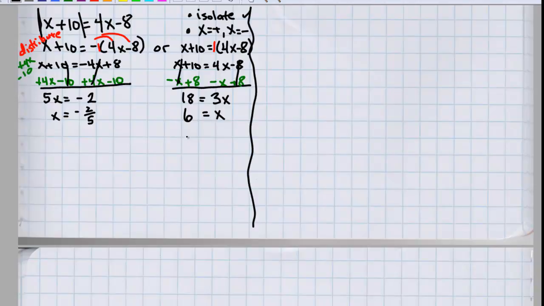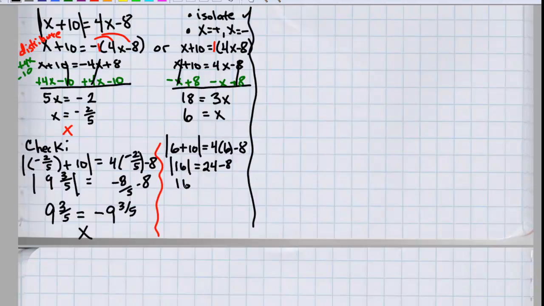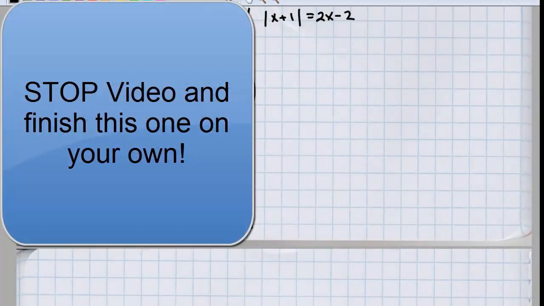So I have two possible answers I need to check, 6 and negative 2/5. And 16 is equal to 16. That checks. So this right here is a solution. That's why it's important that you check. Remember, the first thing we want to do is isolate our absolute value, and this is isolated.